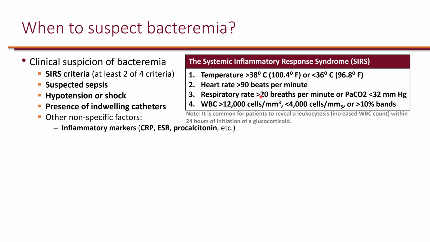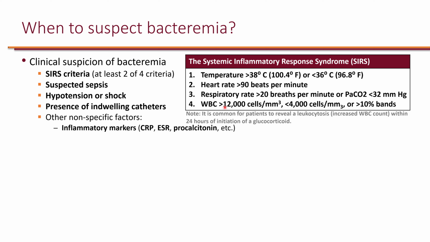Third is respiratory rate. So if someone is having labored breathing, a respiratory rate greater than 20, or in more advanced cases, if you have monitoring that can actually measure partial pressure of CO2, if the CO2 pressure is less than 32, it's a reflection of increased breathing, which essentially depletes the carbon dioxide.